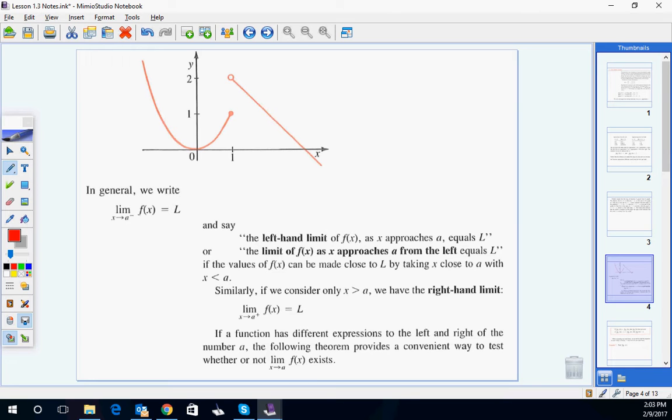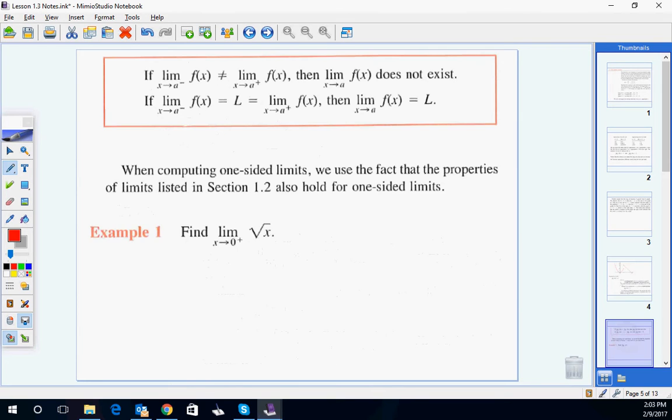Okay, if the function has different expressions to the left and right, which I've already stated, the theorem provides a convenient way to show that the limit does not exist. So if the values it approaches from the left and right for this function are different, the limit doesn't exist. That's what this says here. If the limit from the left of a does not equal the limit from the right of a, then the limit itself does not exist. So right there, what we just did, it does not have a limit because they go to two different spots.